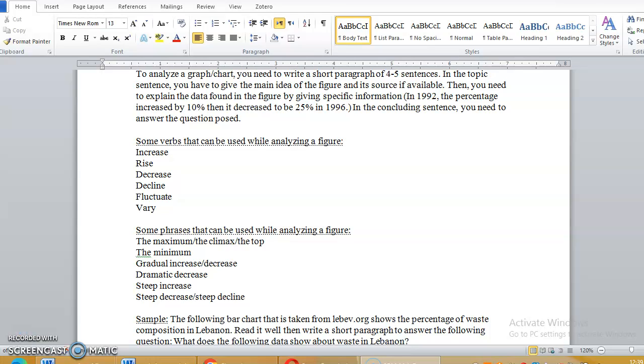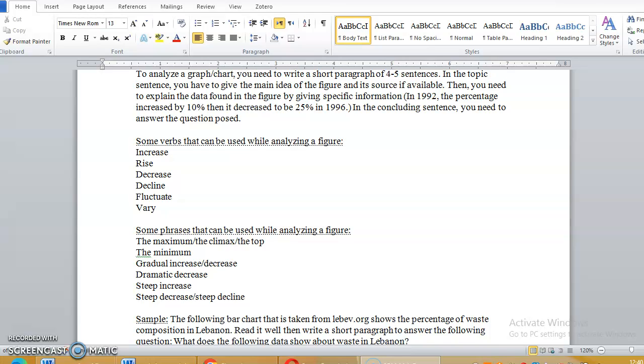In this video, we'll see how we analyze a graph or answer a question based on a graph, a chart, a table, any figure. First of all, as in any paragraph, we have to start with a topic sentence. In the topic sentence, we give the main idea of the graph and we give its source, if we are given the source in the question. If we know the source, we add it. If not, we just skip this part.